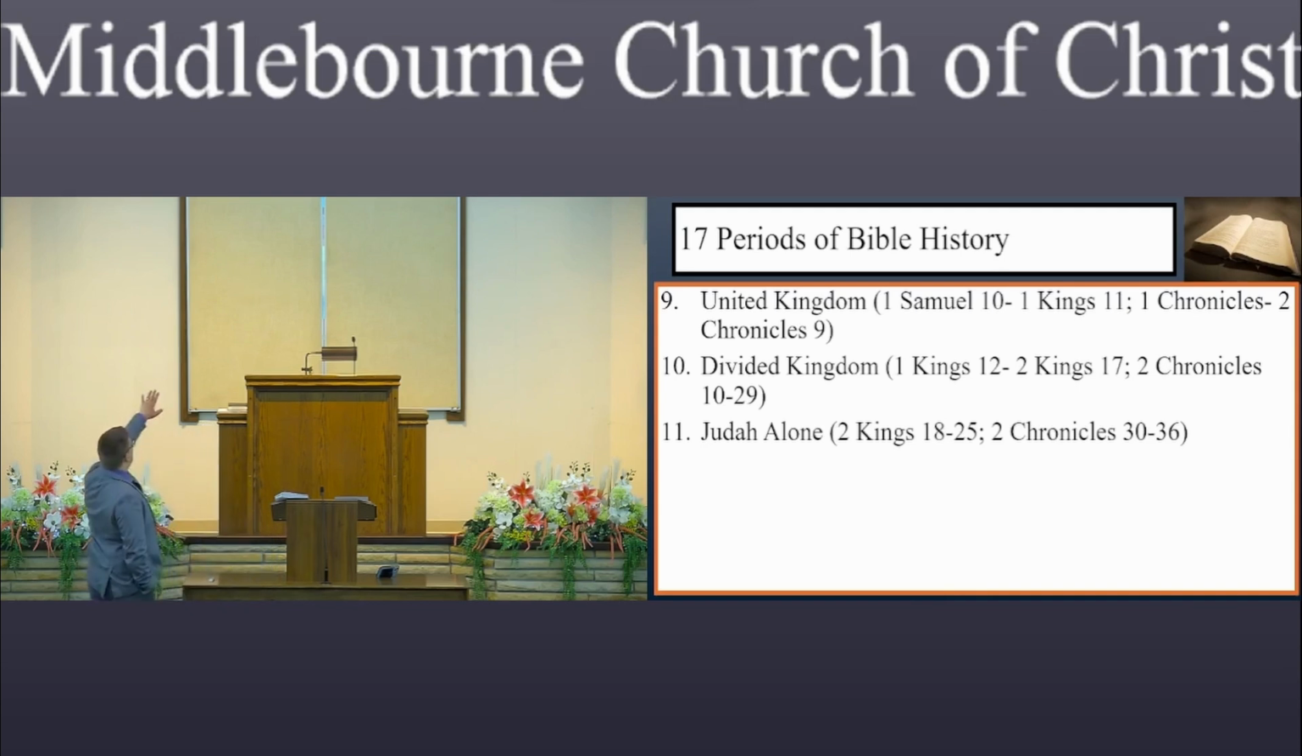So 1 Chronicles through 2 Chronicles 9 is the United Kingdom. But 1 Chronicles doesn't really deal with Saul. 1 Chronicles 1 to 9 is genealogies. I remember from our Bible reading this year, it was a lot of names for 9 chapters of genealogies. That's just getting us through the line, the people in the priestly line and the line of David. Then chapter 10 is the death of Saul. The rest of 1 Chronicles is the reign of David. And then 2 Chronicles 1 to 9 is the reign of Solomon.